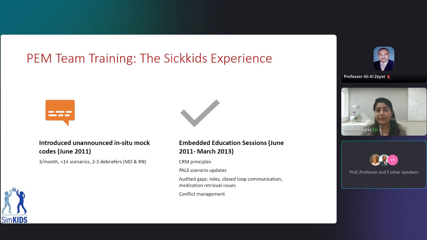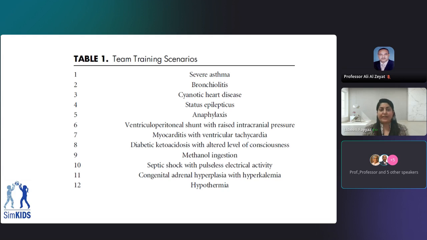So we utilize the flipped classroom, where all the knowledge, all the information is provided to them beforehand regarding CRM principles, PALS guidelines, scenarios, closed loop communication, conflict management. And then when they come, they will do practical, hands-on work. The team training scenarios are the ones showing up on your screen, and they are run by the actual teams. For example, if today 9 to 10 a.m. is a team training in situ, and I'm working in the emergency department, then my whole team, myself as a staff physician, my nurses, my medical student, my resident, my fellow will all run that scenario and practice managing in the actual emergency department.